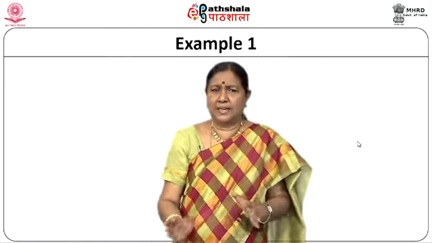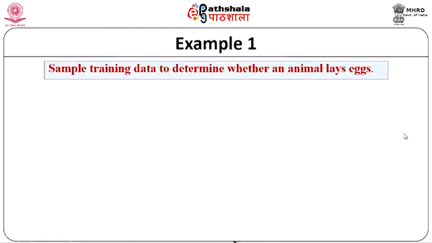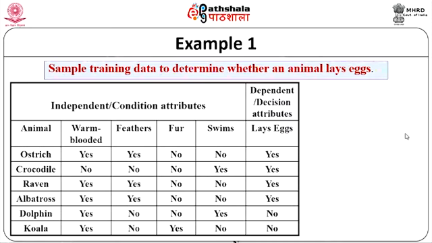Now, we will take an example and explain this in detail. Let us start with sample training data to determine whether an animal lays eggs. This is what we are going to take as an example. Here are the attributes and here is the decision attribute. You have animal, warm blooded, feathers, fur and swims. These are the 5 attributes you have, and we want to know whether a particular animal lays eggs or not. So, you have Boolean yes or no, and the animal can be ostrich and so on, warm blooded yes or no, feathers yes or no, fur yes or no, and swims yes or no. So, you have mostly Boolean attributes.